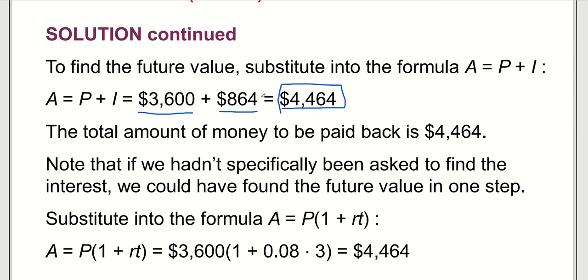So if you were to go to a bank or an institution, and let's suppose that you get this loan, they give you that $3,600, and as a right to borrow that money, the total amount that you will need to repay will be the $4,464. So you have to pay them back the amount of money you borrowed, plus you have to pay this interest charge.